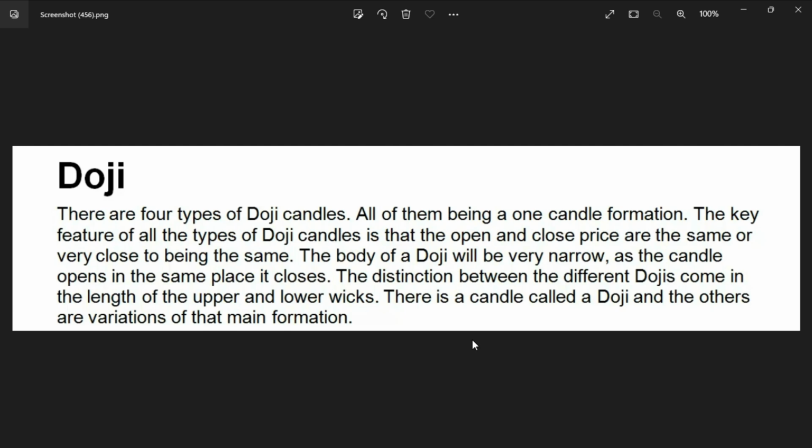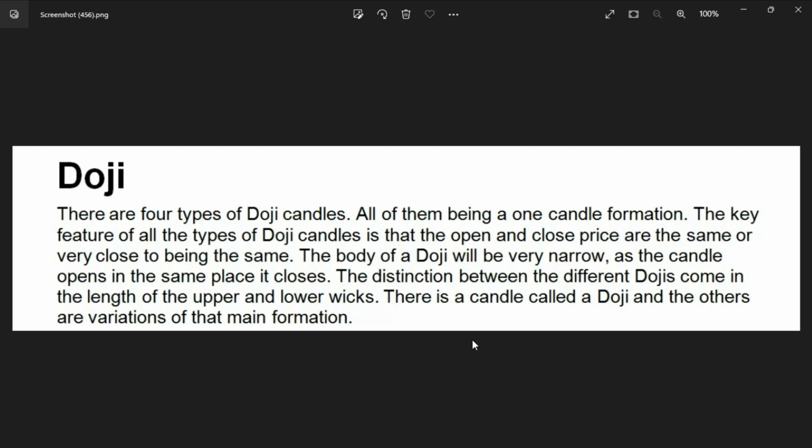Most of the time we see all of these in the chart, but I'm going to show you with an actual screenshotted chart example, so you can see what I mean by the different kinds of doji. We have four types of doji, and the distinction between them comes in the length of the upper and the lower wicks.